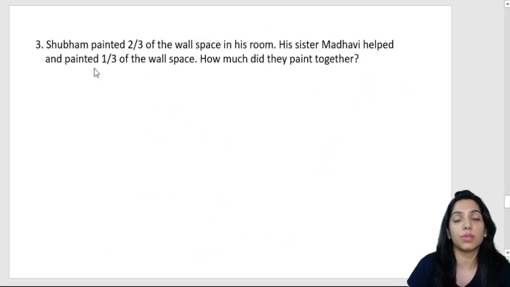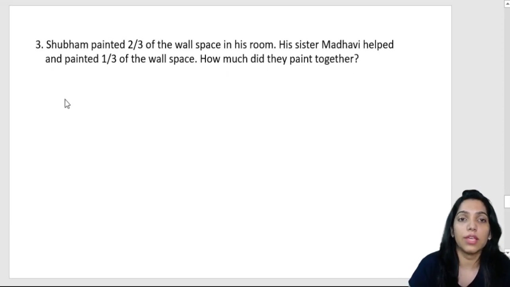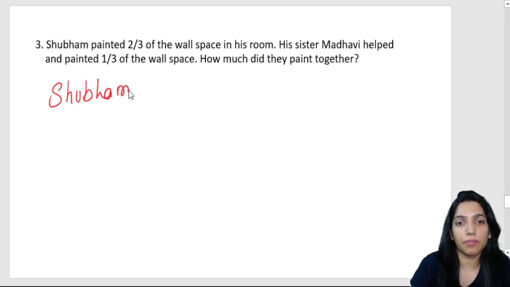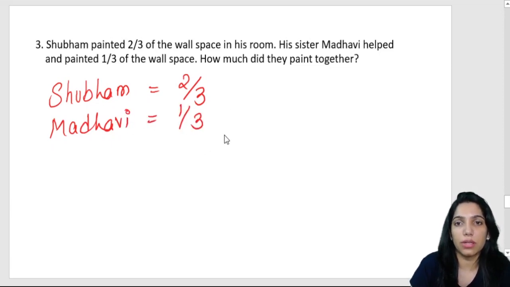Moving on to the next question, it says Shubham painted 2 over 3 of the wall space in his room. His sister Madhvi helped and painted 1/3 of the wall space. How much did they paint together? Okay, so let's write down what Shubham did. Shubham painted 2/3, okay, and Madhvi painted 1/3. How much did they paint together?